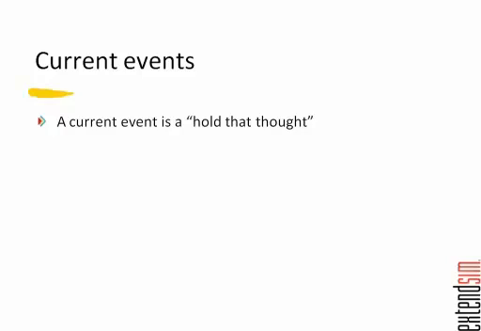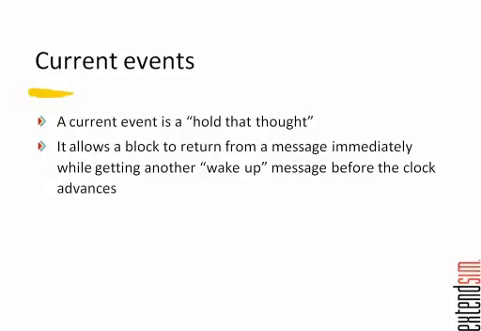Now, current event is kind of a hold-that-thought. It says, okay, somebody told me to do something, but I don't want to do it right away. I want to return and let whatever is going on happen. But hold that thought. Get back to me before you want the clock to advance. So it allows a block to return from a message immediately while getting another wake-up message before the clock advances.